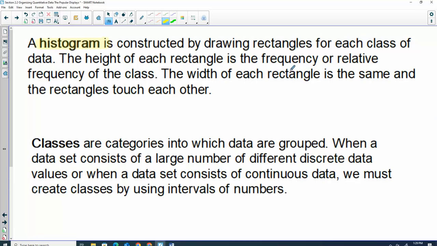With that, the height is either your frequency or relative frequency, just like with our bar graphs yesterday. The width has to be the same for every rectangle. So if it's a width of 3, they all have to be, and they are touching. The classes are the groups, or the way we group our data. So we use that if we have a lot of discrete data, so not something like number of cars, because very few people have 12, 75, 100 cars, right? We're not going to keep going forever.